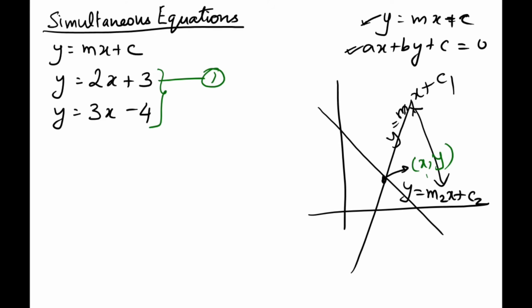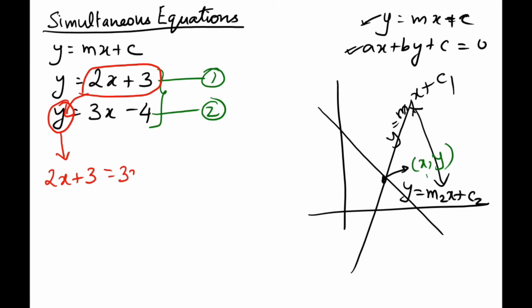Let me call this equation 1 and this equation 2. Since we are talking about the point of intersection, at that point both the equations satisfy each other. Therefore the y of this equation can be substituted into the y of the other equation, which means the expression for y from the first equation can be replaced in the place of y in the second equation. The second equation becomes 2x plus 3 in the place of y, and the right hand side remains the same. So this becomes a simple equation in one variable, which can be easily solved like this. So x is equal to 7 will be the answer for x.